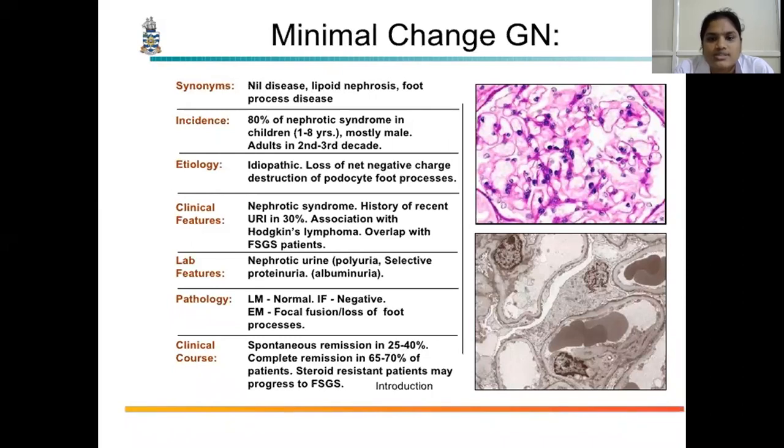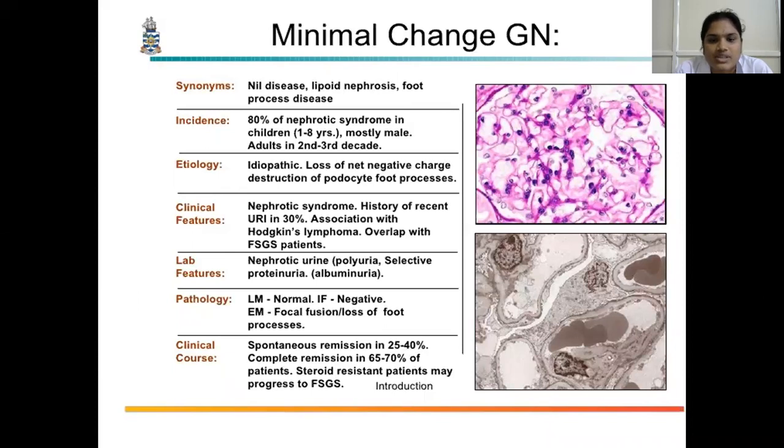So it is the destruction of the podocyte foot processes, and the clinical features are the same. The nephrotic syndrome, all the features can be present. The recent history of upper respiratory tract infection can be present. It has an association, as I said, with things like Hodgkin's lymphoma. It can overlap with the focal and segmental glomerulosclerosis patient.